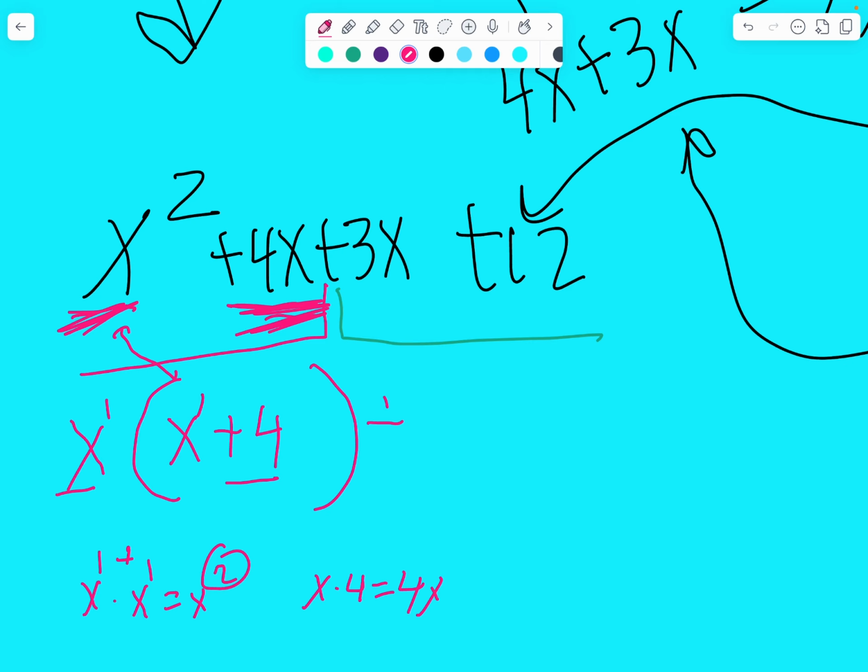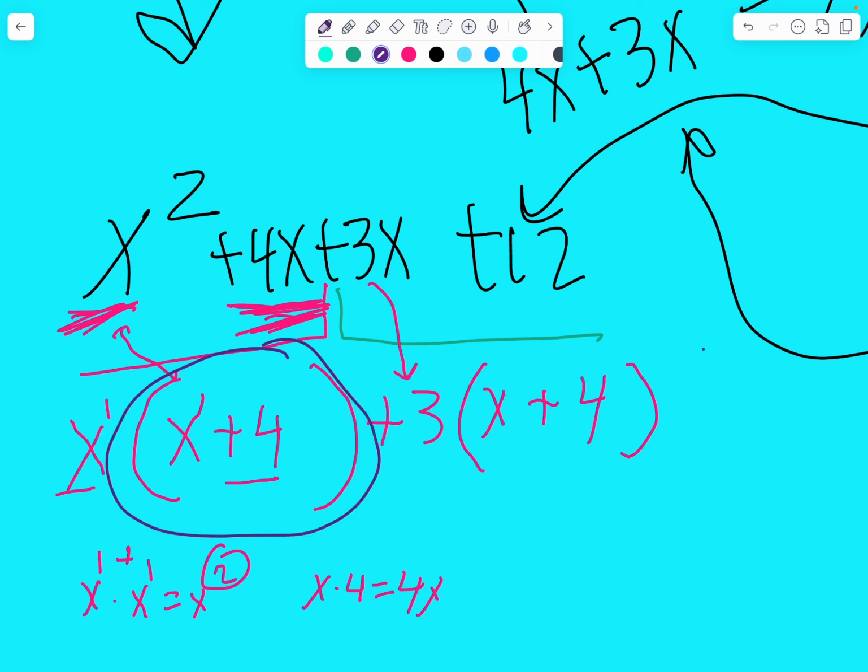Now, I'm going to say plus 3. Okay, look, I just brought that 3 down. And I'm going to say x, because positive 3 times what gives you 3x? X. 3 times what gives you 12? 4. And here's a little rule. The inside parentheses always match. Do y'all see that? X plus 4 on the inside, x plus 4 on the inside. That's how you know you did it right.